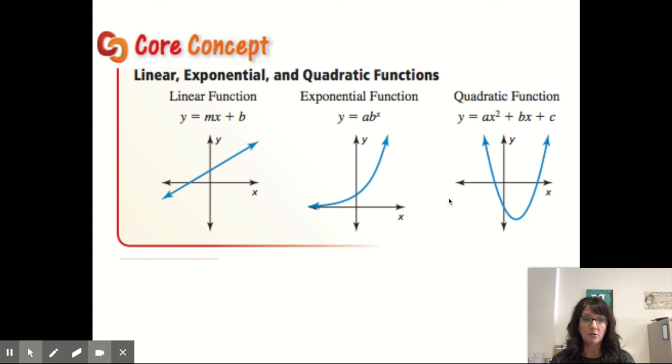We have our input domain values of x and our output y values. So in the first one, you have your input value here, multiply that by the slope, add or subtract the y-intercept to get the output. Here, your input is the exponent, so whatever the base is to that exponent as it changes, times a. And then here, of course, ax squared, so the variable is always squared, and then whatever your b term is, plus the constant c.